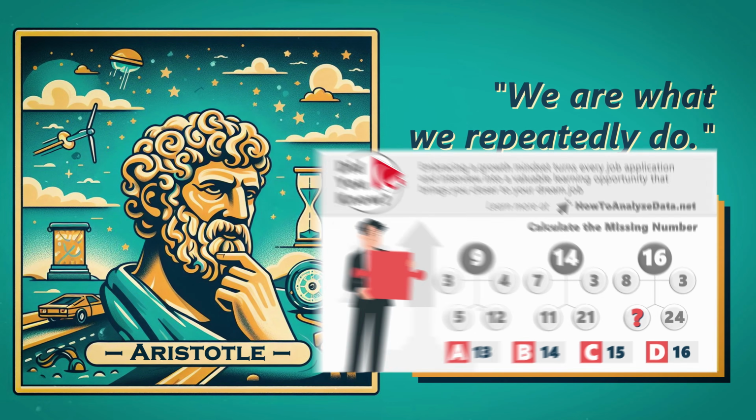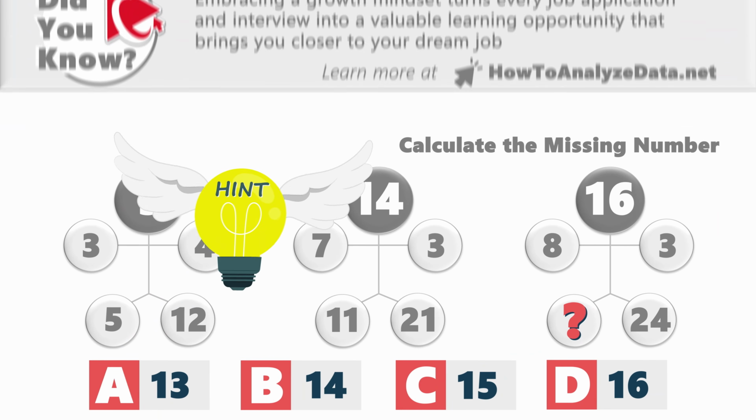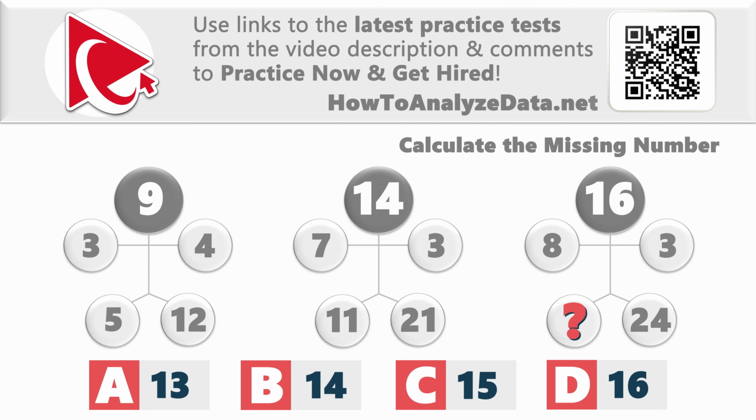Still struggling? Well, let me give you a hint. Take a close look at the first shape. Take a look at the numbers 9, 3, and 12. What is in common in these numbers? Which math operation would you use to get from 9 using 3 to 12?